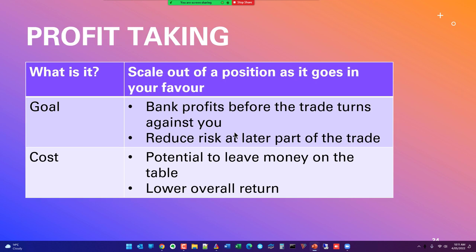And finally, profit taking. Here we're scaling out of a position as it goes in our favor. The idea is that we try and bank our profits before the trade turns against us. This is the classic, what do they call it now? Sell your winners early and let your losers run. This is the classic beginner's thing where, as soon as the trade goes in their favor, they start banking the profits because they're worried it's going to go against them. Meanwhile, they're holding on to their losers because they're hoping they'll eventually come back. So that's effectively what we're doing here. We're trying to bank our profits before the trade turns against us, and reduce that risk in the later part of the trade.